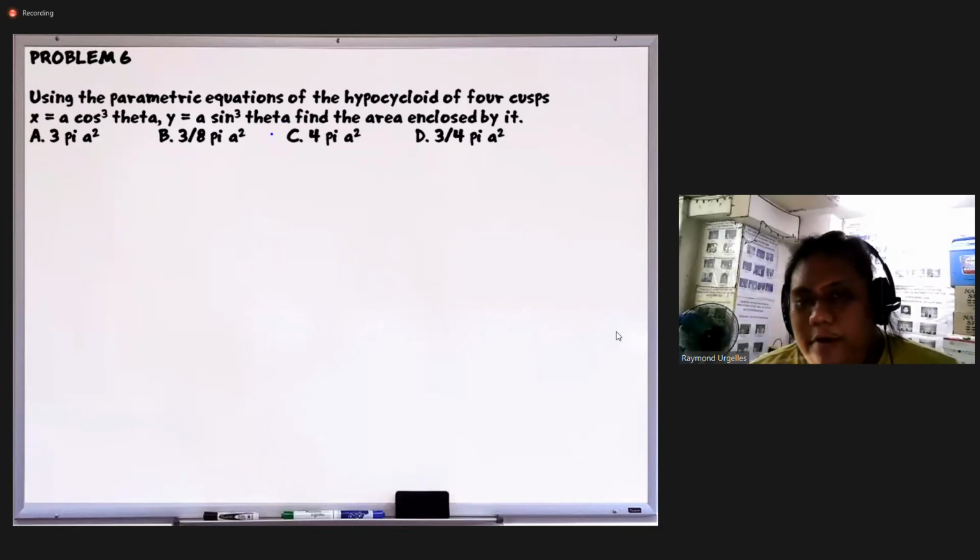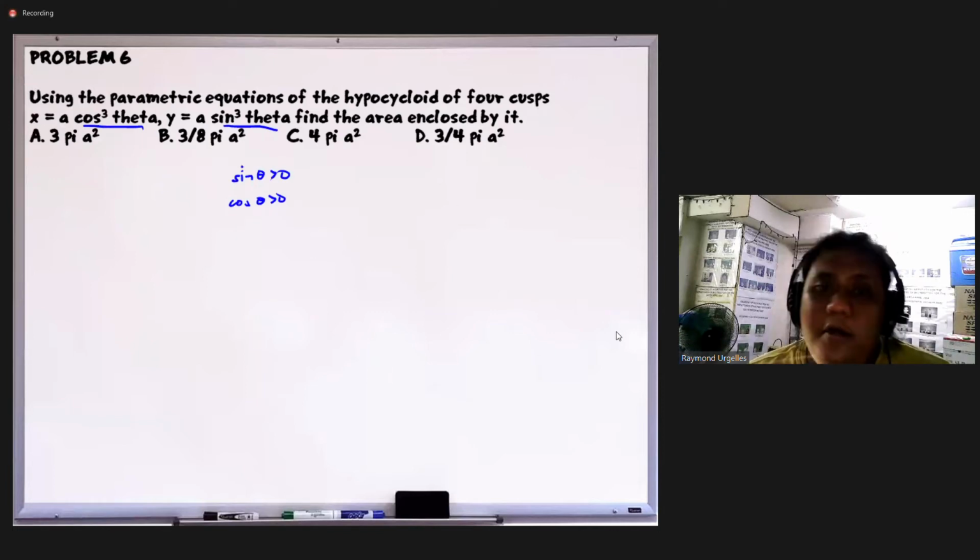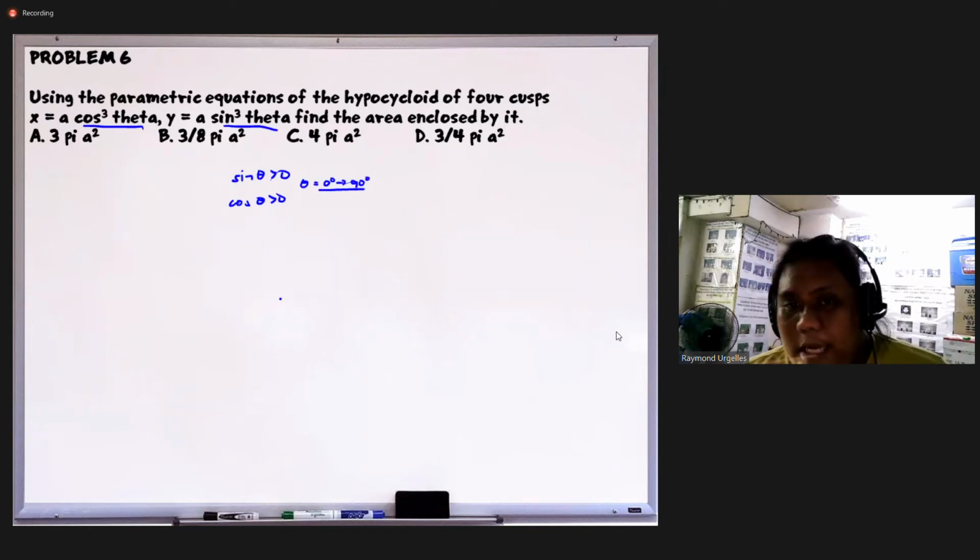So pag mag-graph kayo dito, or pag kukuha kayo ng points, mag-define lang kayo ng some values of theta. Diba? So again, yung gusto nating value dito is nasa first quadrant lang. So ibig sabihin yung x and y na makukuha natin dapat lagi positive, diba? And saan ba kayo magkakaroon ng sin theta is greater than 0 saka cosine theta is greater than 0? Kasi diyan nakadepende kung magpa-positive or negative yung x and y natin. So mangyayari to for theta is from 0 degree hanggang 90 degree. So first quadrant angle. Kaya yun lang i-consider natin values of theta.